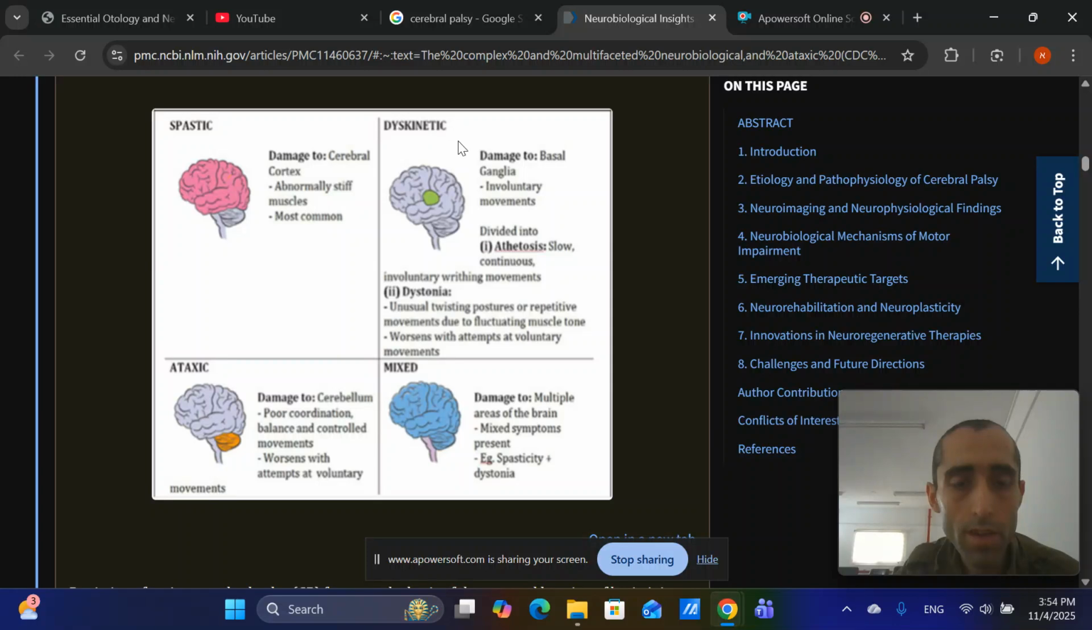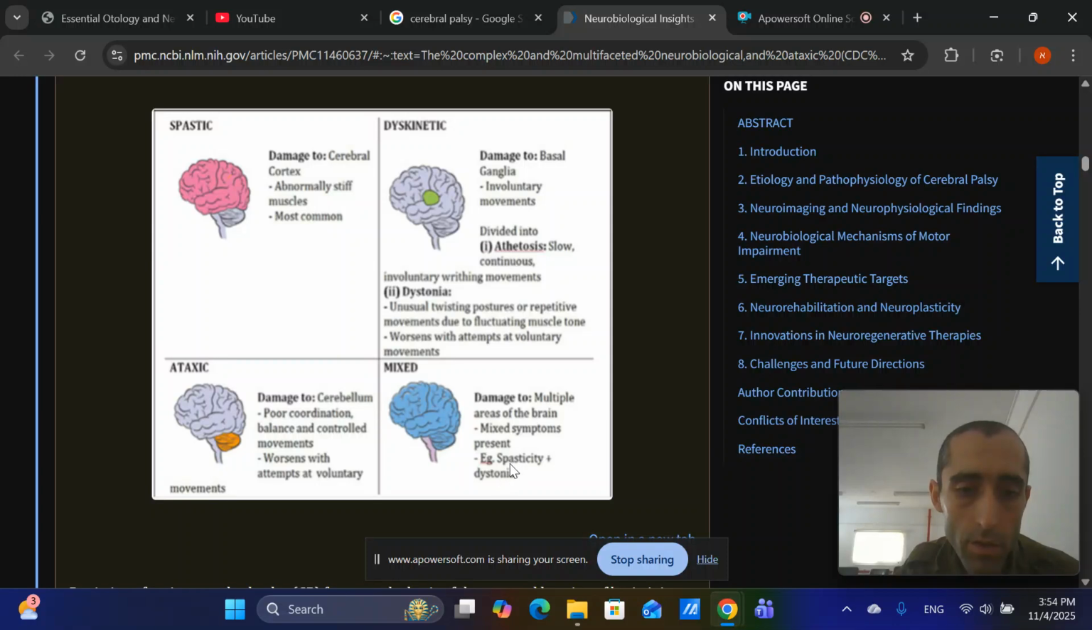We have the dyskinetic type, with some movements. It causes damage to the basal ganglia, and it is divided into athetosis, slow continuous involuntary movements, and dystonia, twisting movements. We have the ataxic one, which damages the cerebellum, and we have the mixed, damage to multiple areas, and therefore we have multiple symptoms.